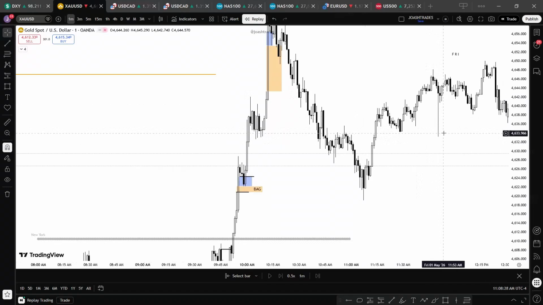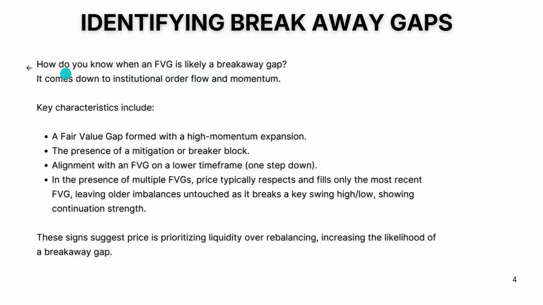So therefore, the big question would be, how can I tell a fair value gap is going to be a breakaway gap even before it's formed? All right, let me show you guys. How do you know when an FVG is likely a breakaway gap? It comes down to institutional order flow and momentum. So here are the few key characteristics you need to know.